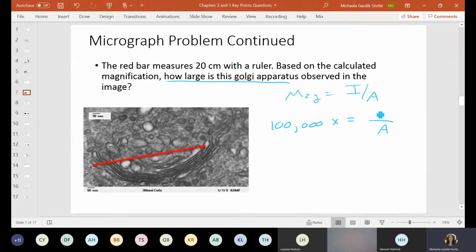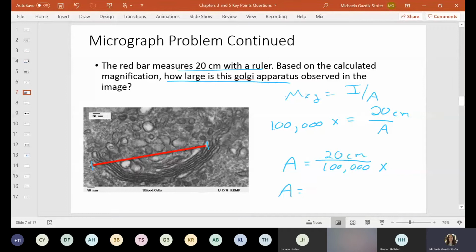And so we need to fill out I. We have to have a value there. And our problem tells us the red bar, which we can see here, measures 20 centimeters with a ruler. Remember, anything you're measuring with a ruler is an image. And so this value is 20 centimeters. We're going to rearrange this to get A by itself. So multiply both sides by A and then divide by your magnification. So we get 20 centimeters divided by 100,000x.